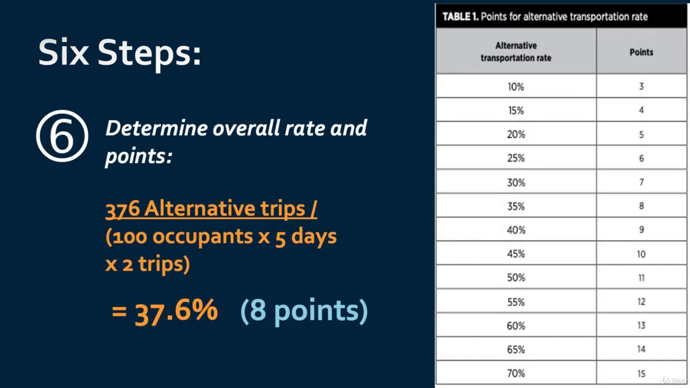Step number 6, the last one, determine the overall rate and the number of points. So we just calculate the 376 alternative trips, divide this by the 100 occupants times 5 times 2 days, and you get a percentage of 37.6. And we can look this up in the table, just over 35%, so 8 points.